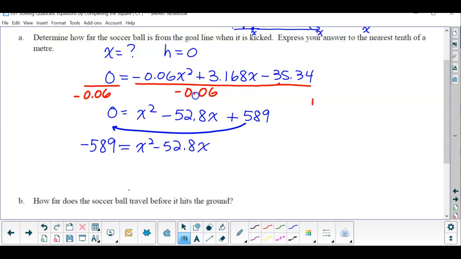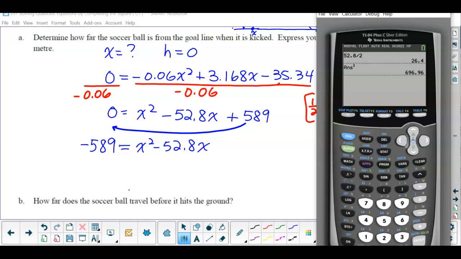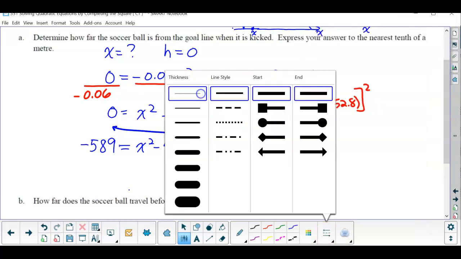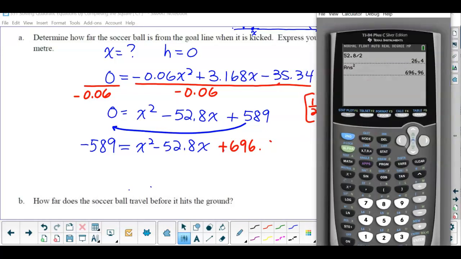Then we want to take half of negative 52.8 and square that. So you don't really need the negative in there. A negative squared is a positive, as a positive squared is. So you can just go 52.8 divided by 2 and then square it. So 696.96, both sides.